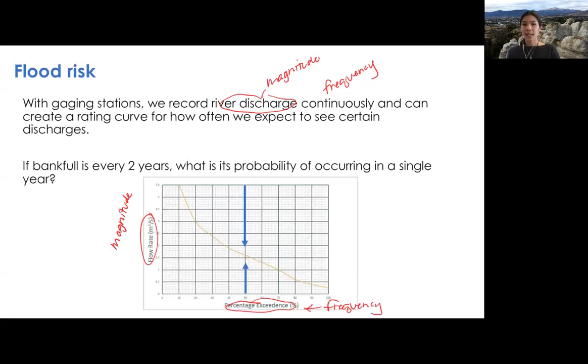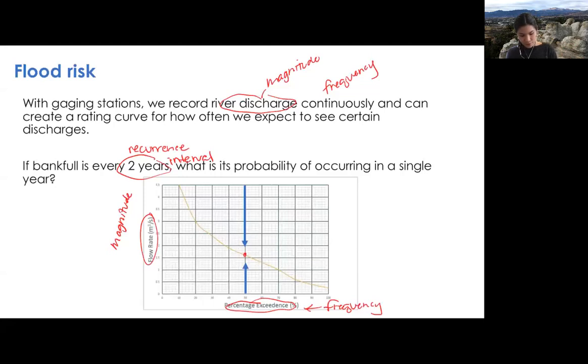So an easy way to calculate that is this is called the recurrence interval when we talk about it in the form of years. And you just do 1 over the recurrence interval to get at the percentage exceedance, right? So 1 over 2 is 0.5, and that's 50% exceedance. And so that's exactly where these blue arrows are pointing to in the diagram. So we can use this diagram to pinpoint what flow occurs every 2 years or 50% exceedance.